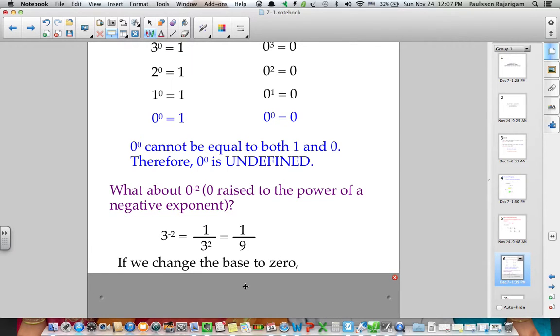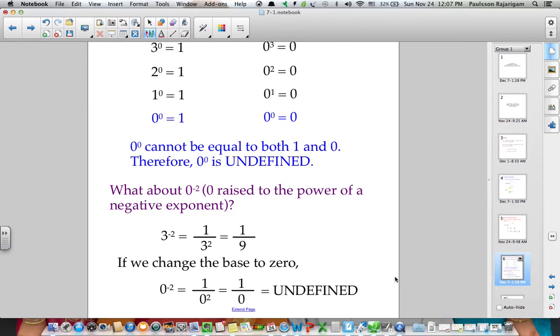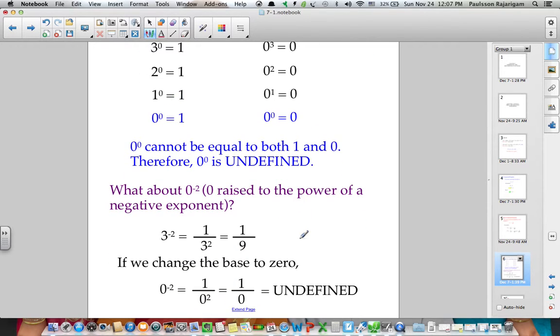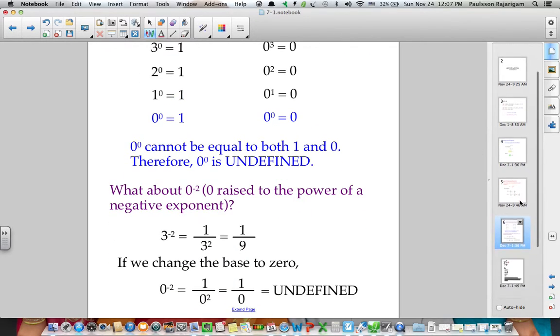Now if we change the base to 0, I'm going to have 0 to the power of negative 2, which equals 1 over 0 squared, which is nothing but 1 over 0, and you know that any number divided by 0 is undefined. So 0 raised to the power of 0 and 0 raised to the power of a negative exponent are both undefined. Isn't that cool?